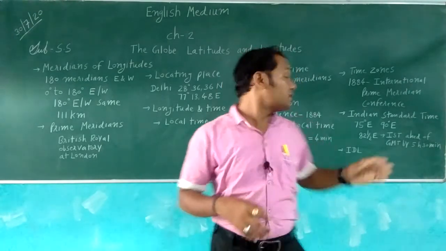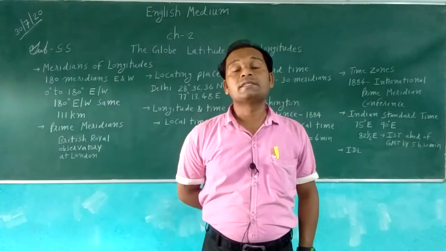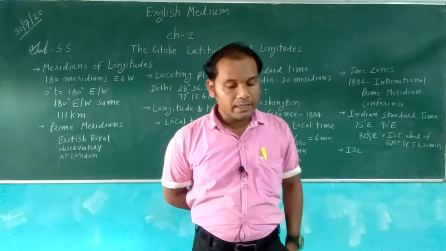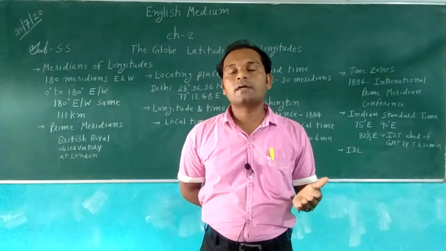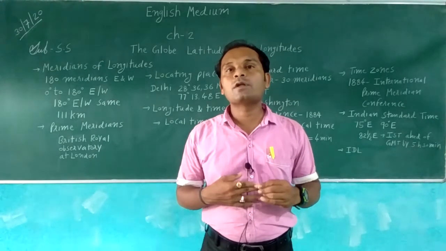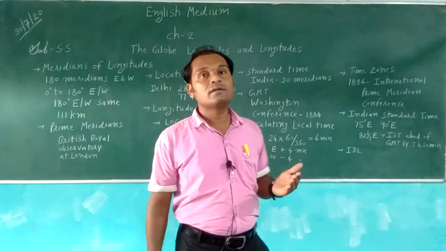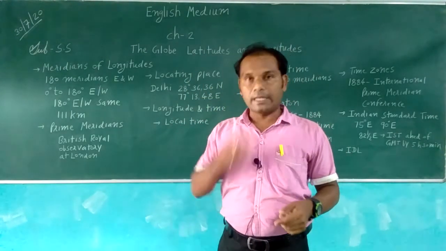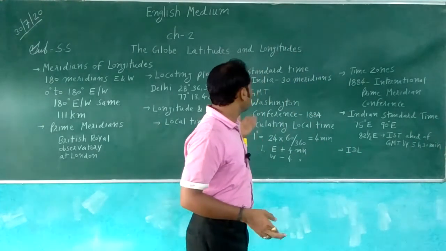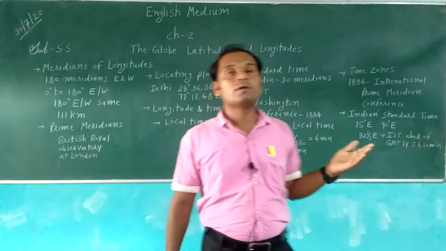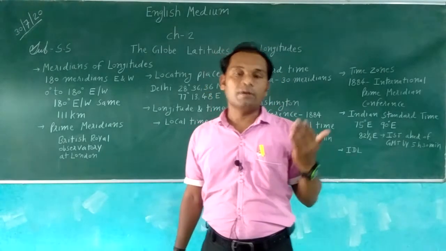Now we will discuss standard time. You know that each meridian has its own different time, and some countries have more than one meridian. Suppose we take India. There are 30 meridians in India, so there will be confusion of time. It can create problems for all the cities of that country that have different meridians. To avoid this problem, there will be a solution.